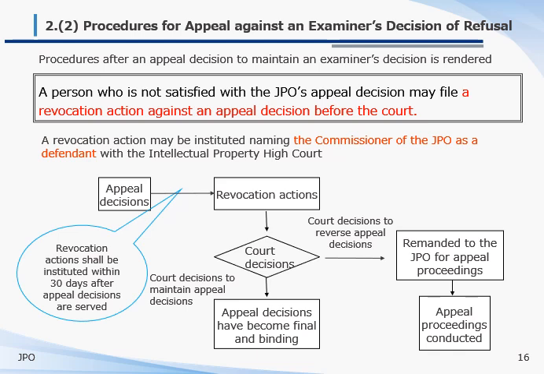As you can see on the left side of this diagram, a revocation action shall be instituted within 30 days after an appeal decision is sent. In response, the IP High Court determines the case and makes a court decision. If the court decides that there is an error in the JPO decision, it renders a decision to reverse the JPO decision. In such a case, TAD will conduct proceedings again.